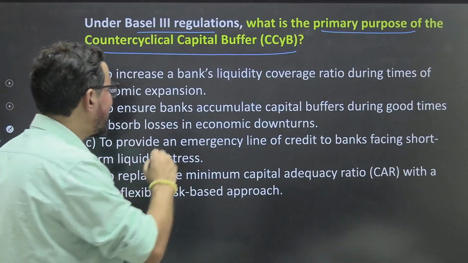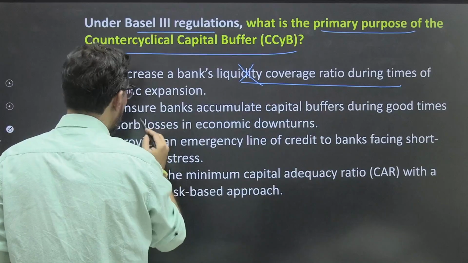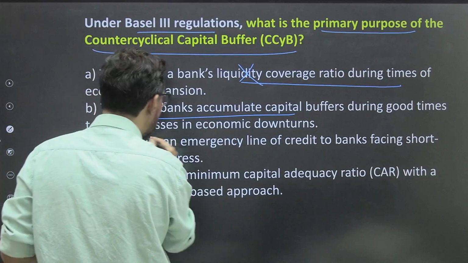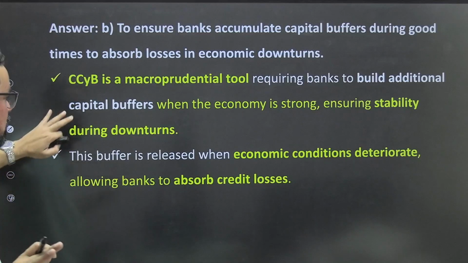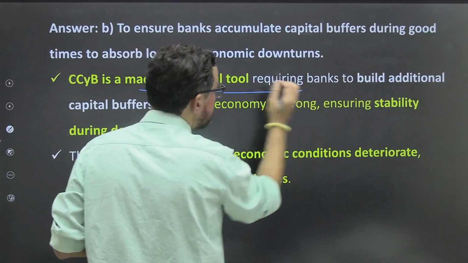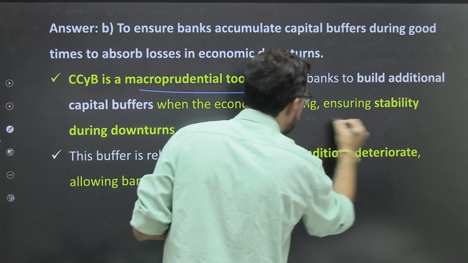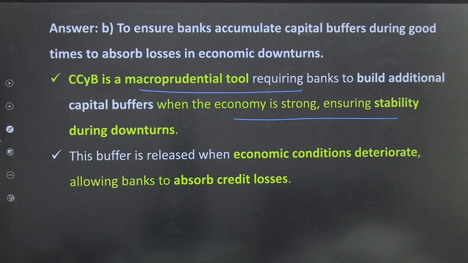So, to increase bank liquidity coverage ratio during... To ensure banks accumulate capital buffer during good times and to absorb losses in economic downturns. Okay, so definitely option B will be the right answer for this one. So the countercyclical buffer is a macroprudential tool requiring banks to build additional capital buffer when the economy is strong, ensuring stability during the downturn. This buffer is released when economic conditions deteriorate, allowing banks to absorb the credit losses as well.